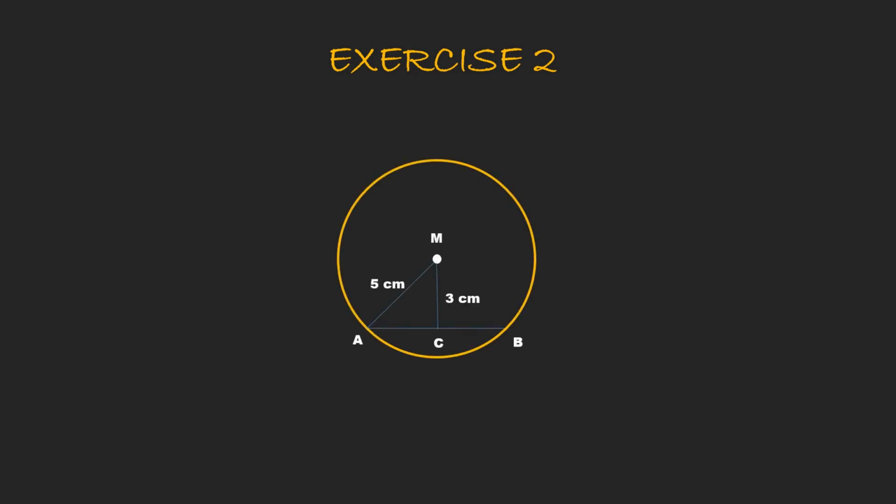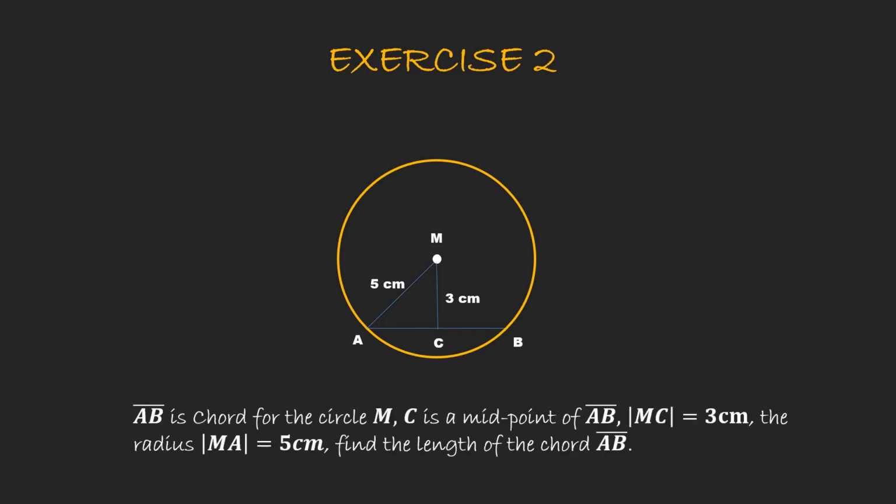And now let's move on to the exercise part. In exercise 2 in this lesson, we have an exercise that says AB is a chord for the circle M, C is a midpoint of the chord AB, MC equals 3 cm, and the radius MA equals 5 cm. Find the length of the chord AB.